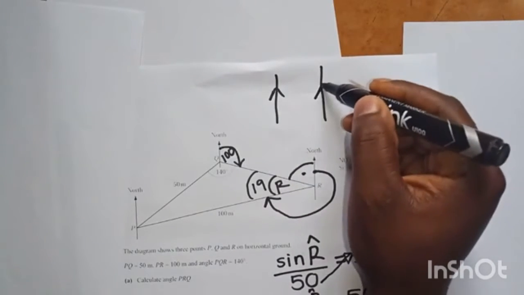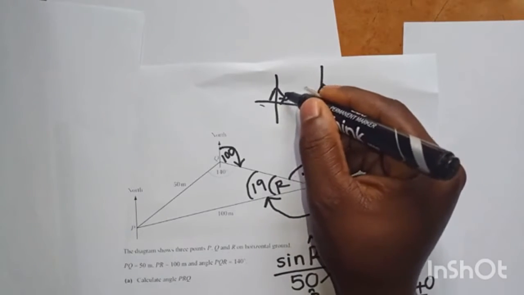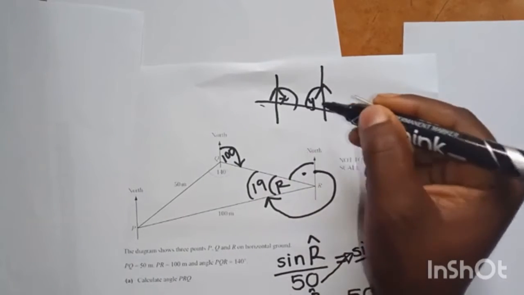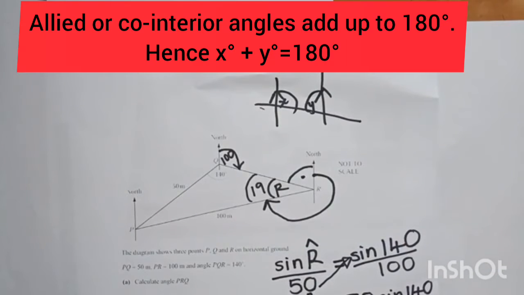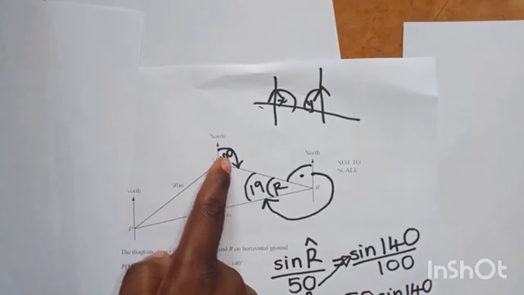Having two parallel lines like this, and a transversal line. If this is X and if this is Y, those angles are referred to as allied angles. They add up to 180 degrees. So 100 and this required angle are above this transversal line, which is QR. They are on the same side, hence they are allied angles or co-interior angles, which add up to 180 degrees.